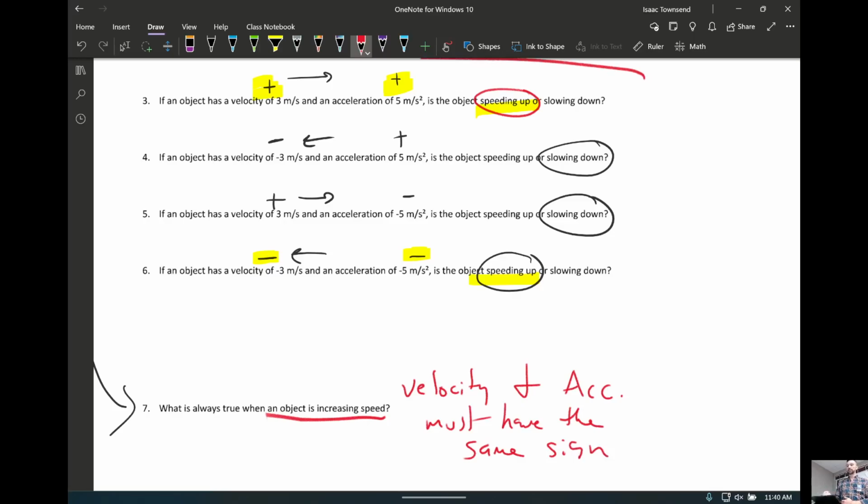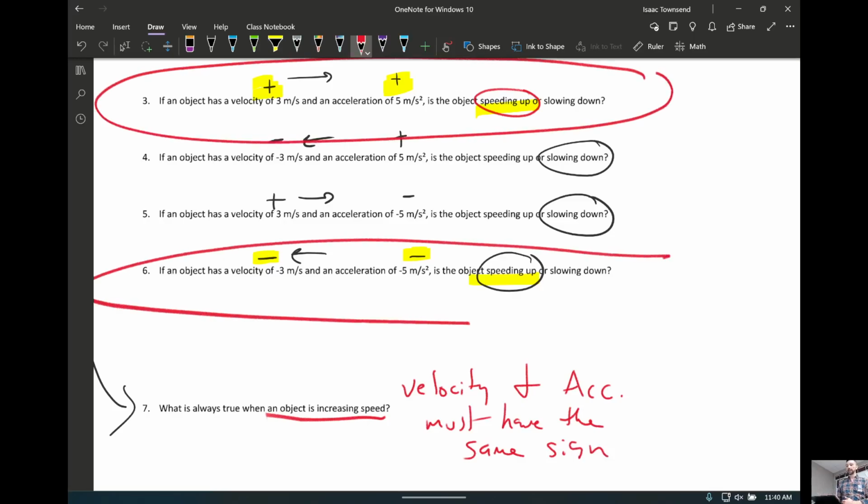If they're both positive, speeding up. If they're both negative, it's speeding up. One's speeding up to the right, one's speeding up to the left, but they're both speeding up. If the signs are different, they're slowing down. So that's a good way to remember.